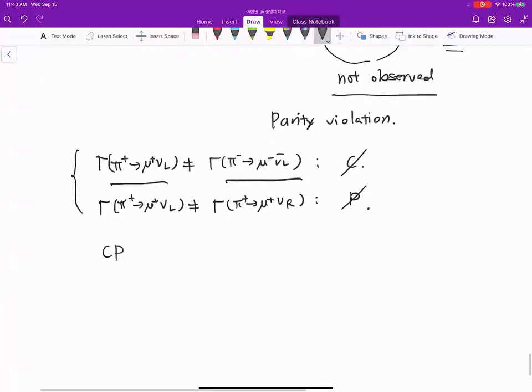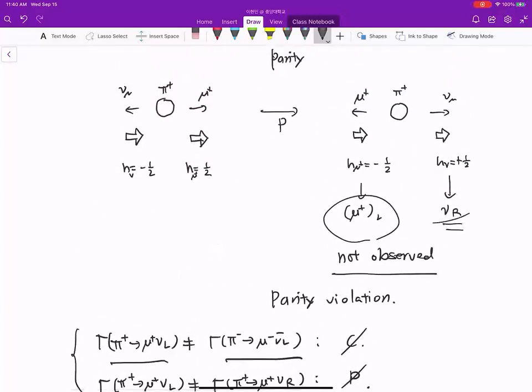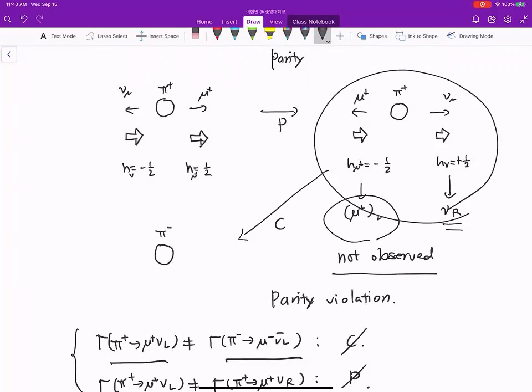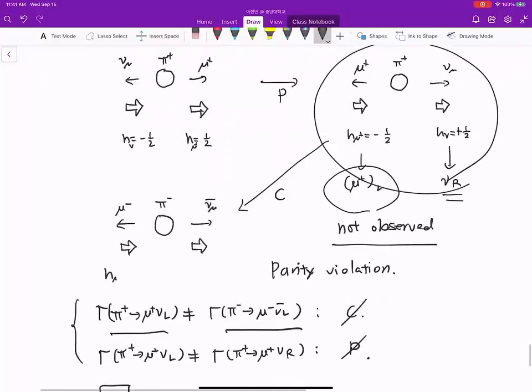So if you combine C and P, then you can go one step further. Starting from this configuration, and you apply charge conjugation in this scenario, then pi minus, mu minus. So you can just change particle to antiparticle, but the spin direction is the same. So because of that, you can determine the helicity.